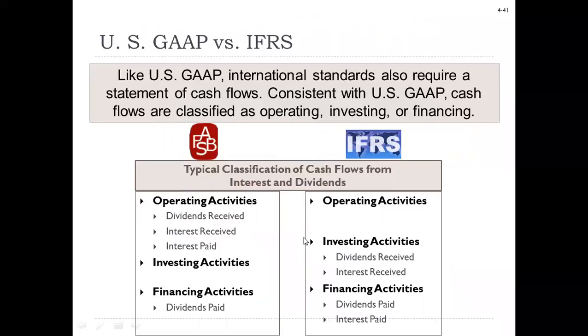The only difference between GAAP and IFRS with respect to the statement of cash flows is where dividends and interest are located. For GAAP, dividends received, interest received, and interest paid are all in operating activities. Dividends paid are in financing activities. In IFRS, however, dividends received and interest received are in investing activities. Dividends paid and interest paid are financing activities, and none of those go into operating activities. So, a slight difference between GAAP and IFRS.